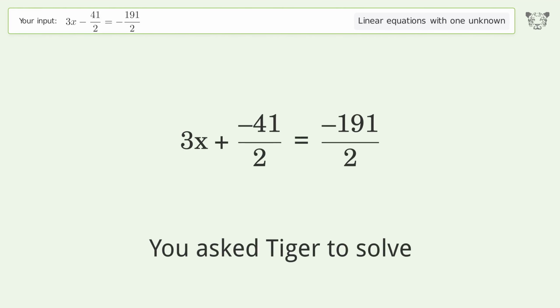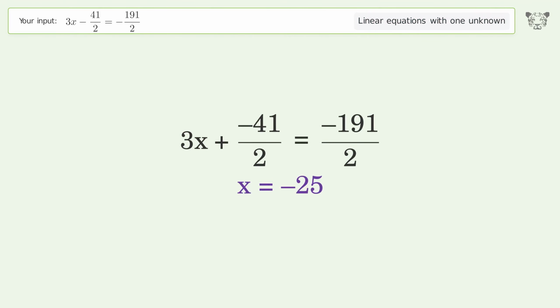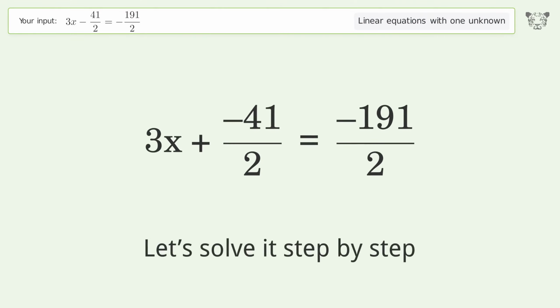You ask Tiger to solve. This deals with linear equations with one unknown. The final result is x equals -25. Let's solve it step by step.